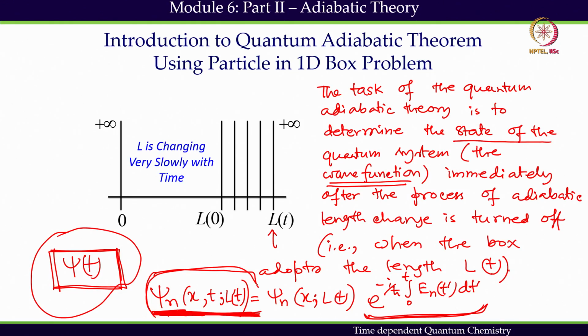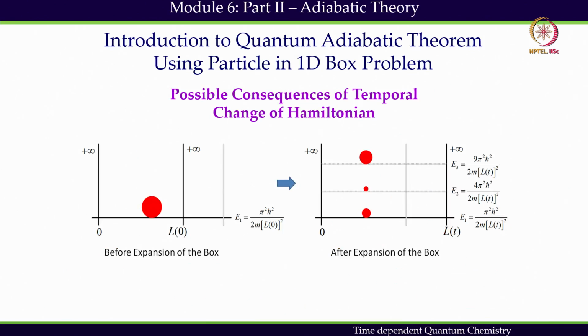So, the only information we have is that each available state is accumulating a certain temporal phase already. Each state has accumulated temporal phase, and we have to find out what would be the final wave function, the total wave function of the system. Now, this is what we are going to clarify here.